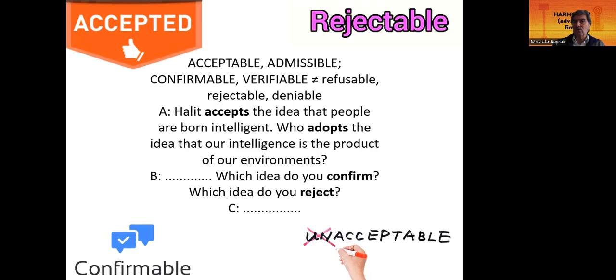Which idea do you confirm? Which idea do you reject? Of course, I confirm the first idea, which is that people are born intelligent. They are born intelligent, and that intelligence develops, improves, matures, of course, according to the environment. Okay, with the influence of environment. Okay.